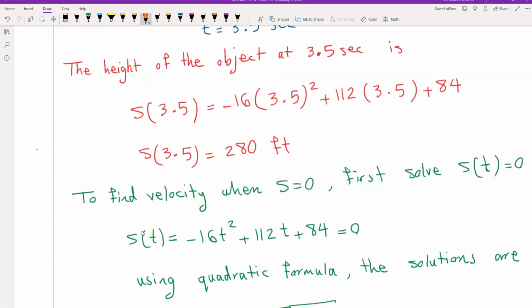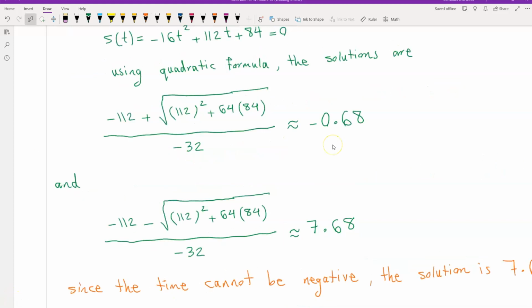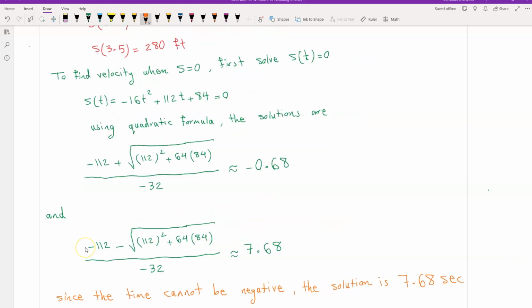To find velocity when s is equal to 0, first solve s of t equal to 0. So negative 16t squared plus 112t plus 84 equal to 0. Use the quadratic formula. The solutions are negative 0.68 and 7.68. I rounded to 2 decimal places. The point is we cannot have a negative answer for time, so our answer is 7.68 seconds.